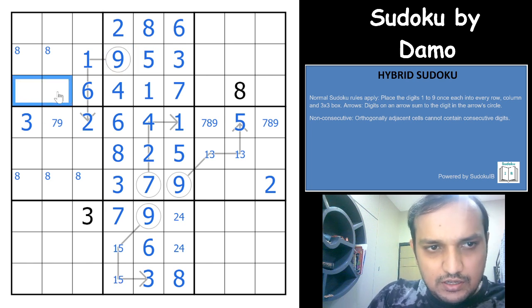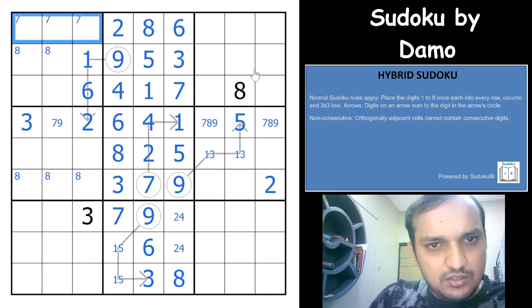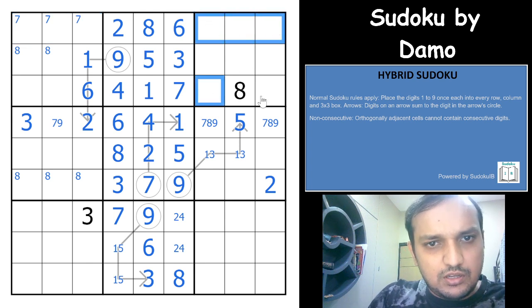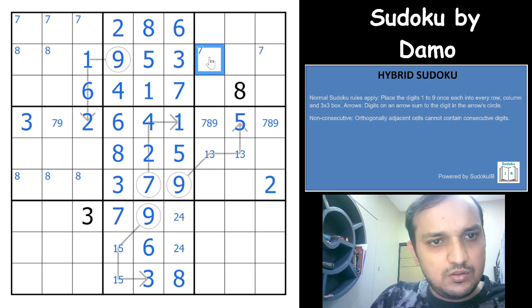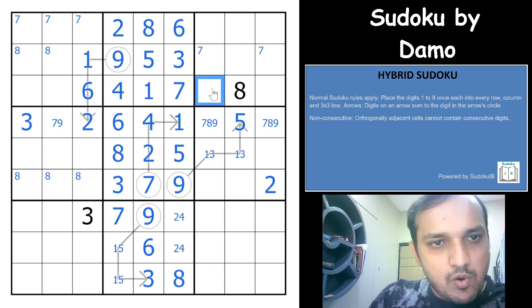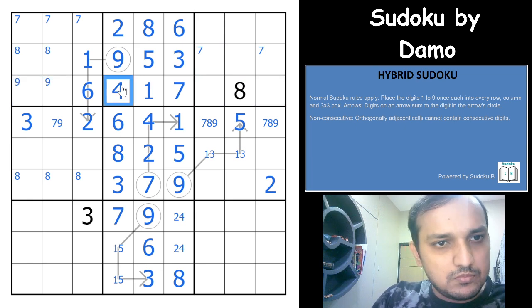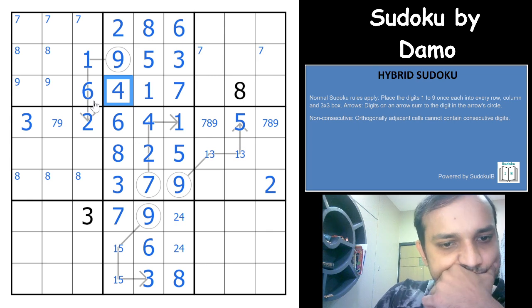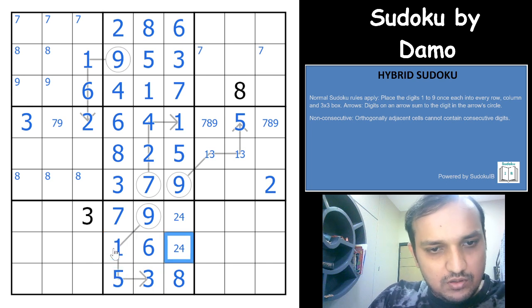7 cannot be here, cannot be here. It is in one of these three cells, right? So which means 7 cannot be here, cannot be here, cannot be here. So these two cells are 7. Nine cannot be here, so these two cells are 9. This is 1, that is 5.